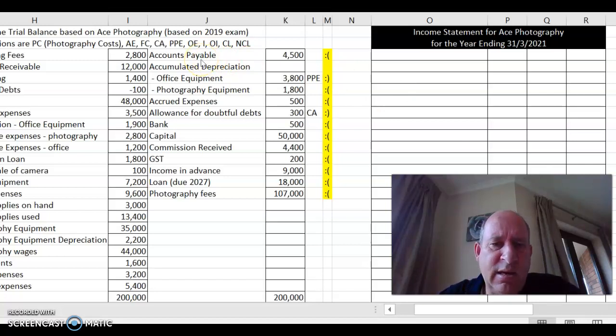Right, that's enough for me. Good luck with that. Make sure you get all those smiley faces. Check the answers. And then in our next session, we're going to have a look at our balance adjustments, which are pretty key.